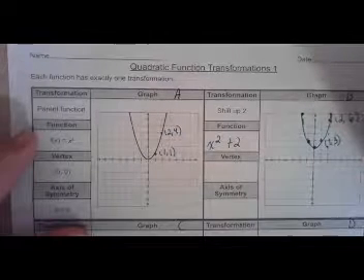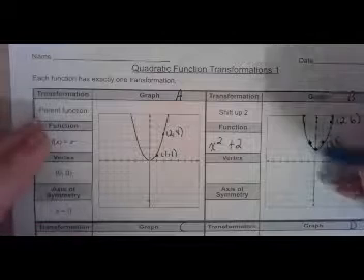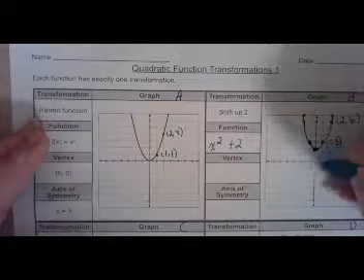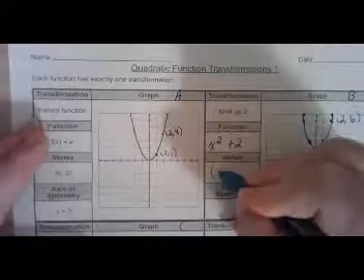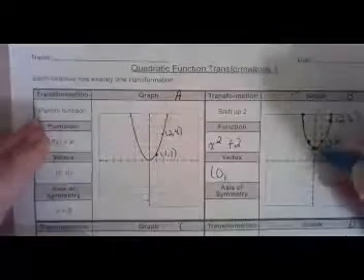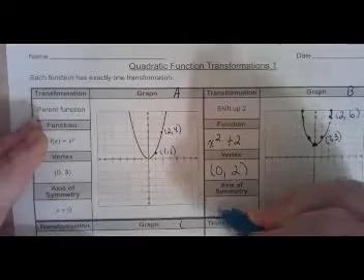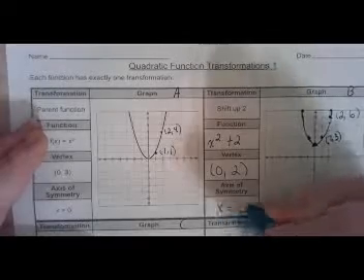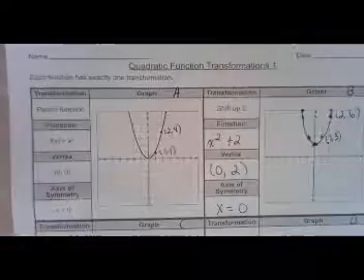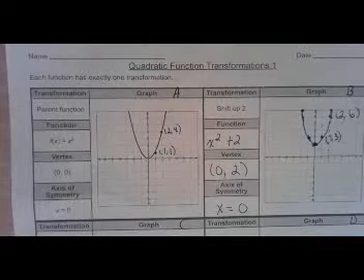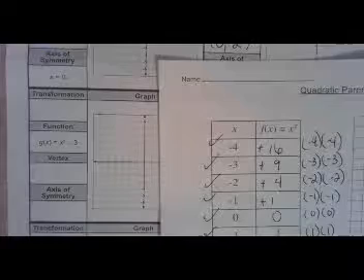So our tables would show that our x's remained the same, but we added 2 to our output. Our vertex is still at 0, but it's been shifted up 2 units. Axis of symmetry, x still equals 0. And I should have left myself some space to put in f of x equals x squared plus 2. All right, on to our next one.